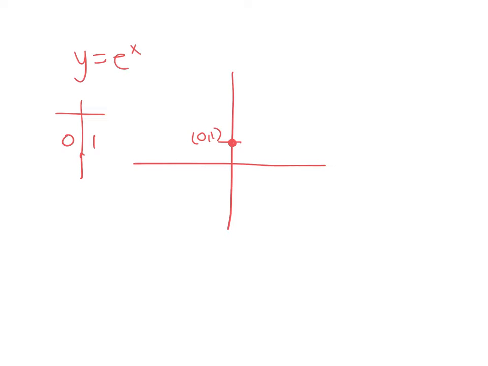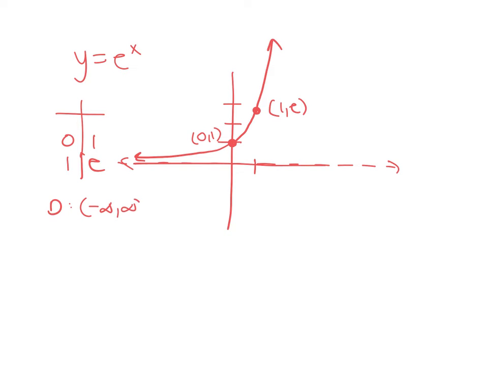And your other point, if you plug in 1, e to the first power is itself, which we know is approximately 2.718. So we can just go a little bit between 2 and 3. And you have the point (1, e). And this looks just like your exponential growth function because e is greater than 1. So e to the x is an exponential growth. It has a base of e, which is 2.718. It still has that horizontal asymptote. Okay. Your domain is all real numbers. Your range is 0 to infinity.